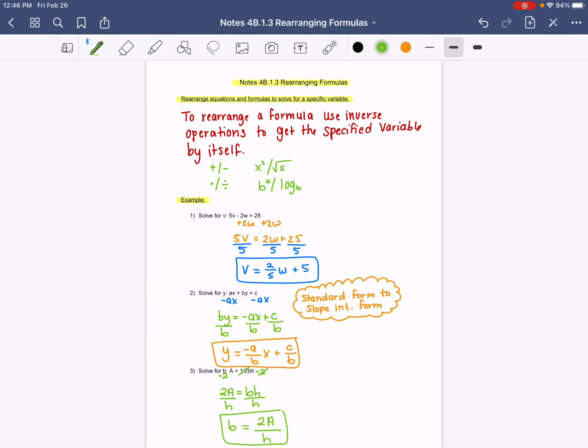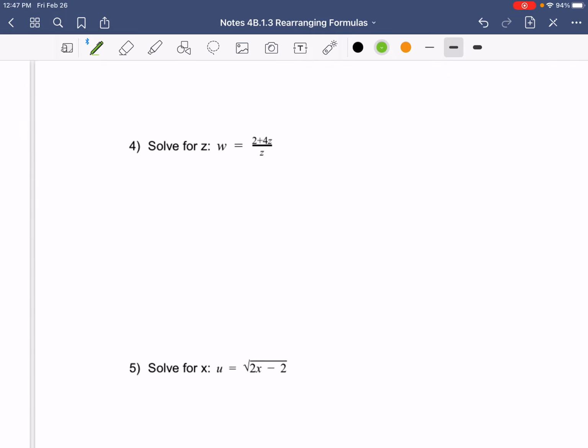So that's all you have to do for your homework. So it's going to be one picture you put into your digital notebooks. Now flip your paper over. We just have 2 last examples.